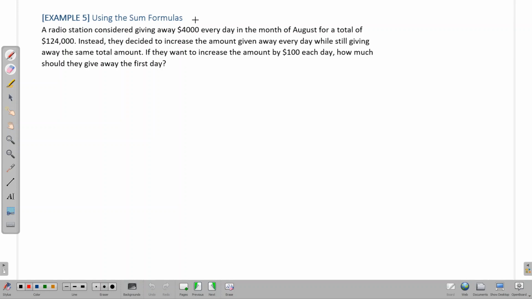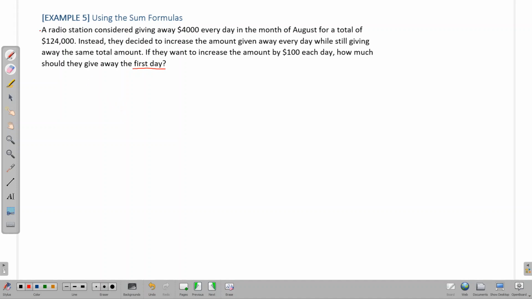But rather than just giving the same amount away each day, they're going to start with a lower amount and add to it, so each day the prize goes up. So the biggest prize would be on the last day of the month. They've decided they want to increase the amount by $100 each day. For each day of the month, they're going to add $100 more onto the giveaway for the following day. The question then is, what should they give away the first day so that they're still only giving away a total of $124,000?